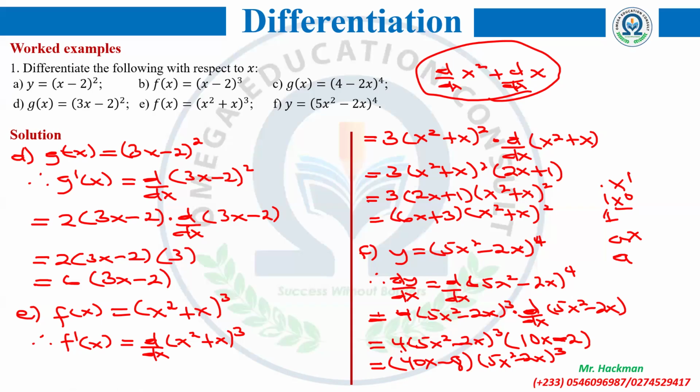One of the factors will be the power that you brought down, and the other factor will be the differential of the function that you have in brackets. So you can see that all along you are getting three factors. The power that you brought down, the function itself, then you reduce the power, and the third one will be the differential. So you always have three factors.